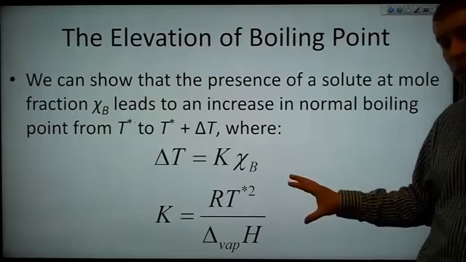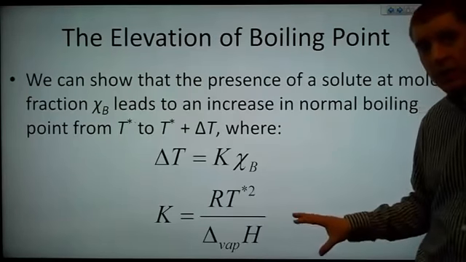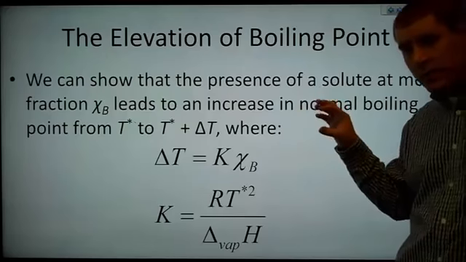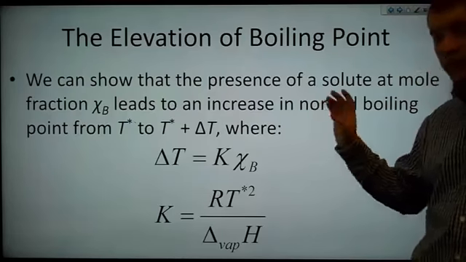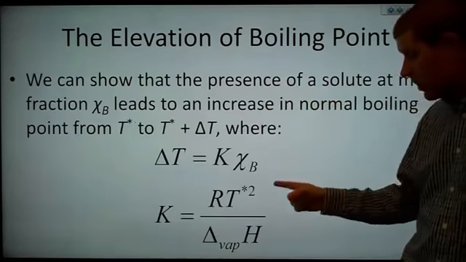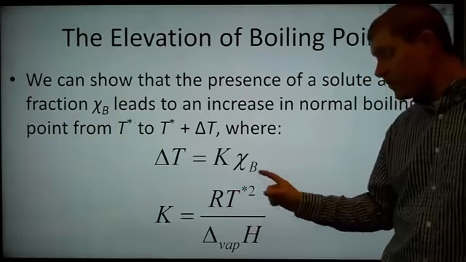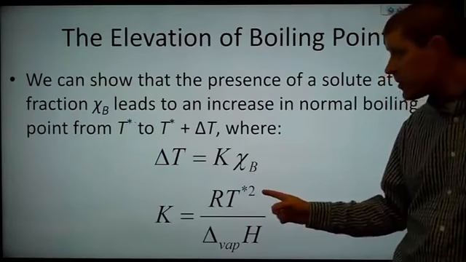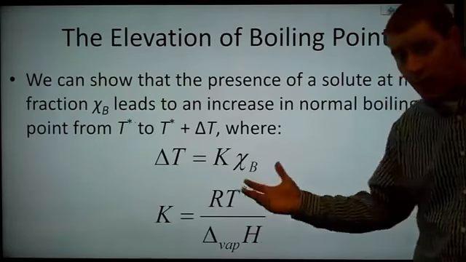And so K is typically considered a constant for some solvent at some temperature. Right? So from the normal boiling point, because the normal boiling point of some solvent doesn't change, because the normal boiling point is at 1 atmosphere.